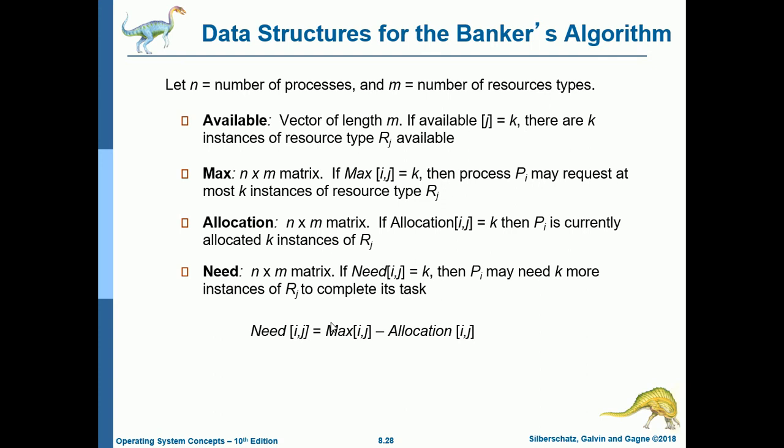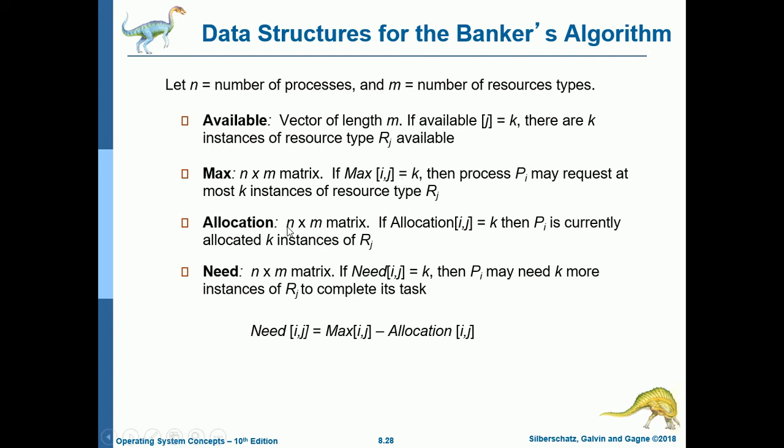So the data structures for the banker's algorithm: let n be the number of processes and m the number of resource types. We have Available, which is a vector of length m. If Available[j] is equal to k, there are k instances of resource type R sub j available. Then Max is an n by m matrix, so it looks like a table. If Max[i][j] is equal to k, then process P sub i may request at most k instances of resource type R sub j.